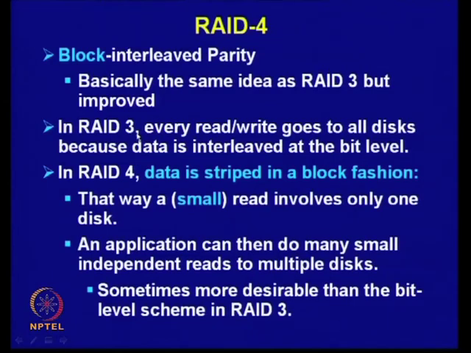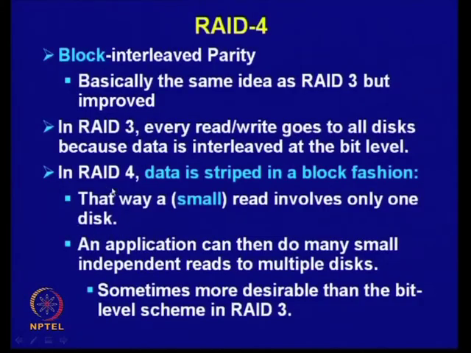Because in RAID level 3 we have seen every read and write goes to all disks because data is interleaved at the bit level. So, to read some meaningful data you have to access all the disks, but that need not be done whenever it is block interleaved. Whenever you are reading a small amount of data that may be present in a single disk, instead of reading from all the disks, if it is only one block then you can read it from a single disk. So, that idea is being used in RAID level 4.